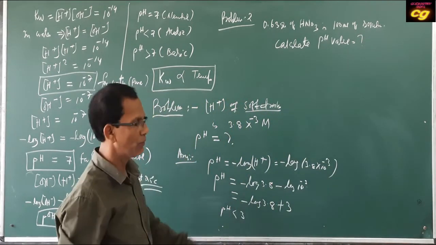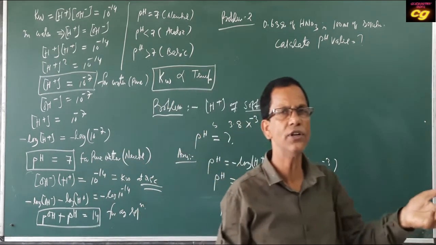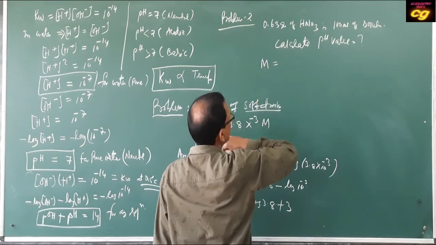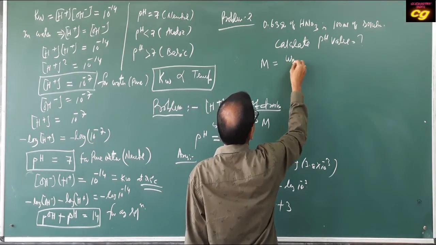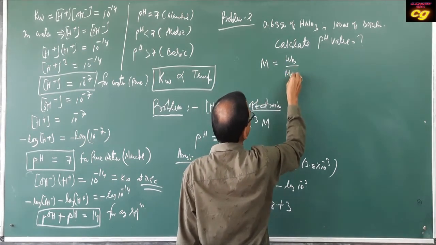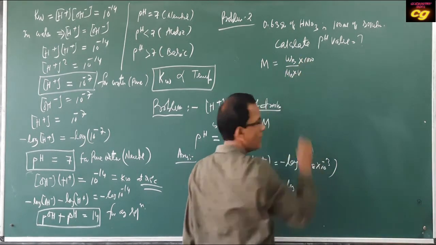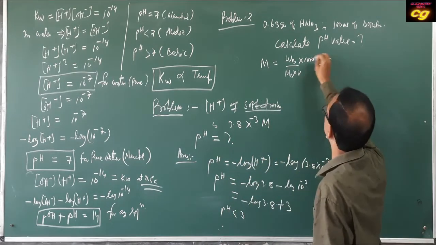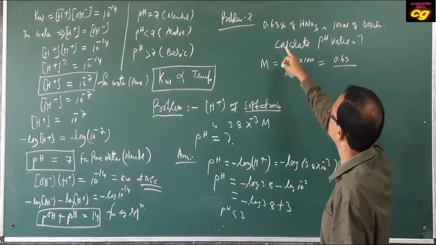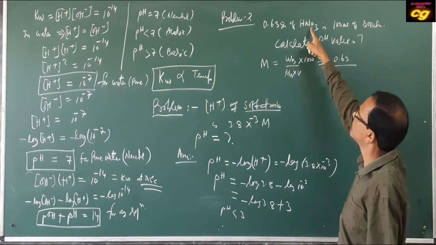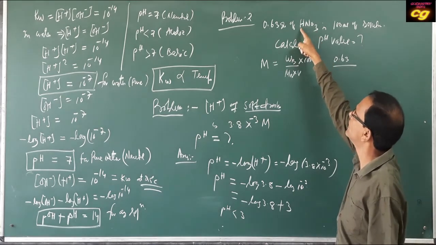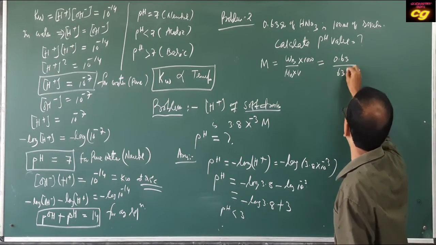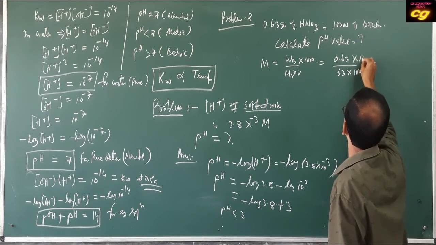Here, for any solution given, we have to calculate its concentration in molarity, meaning moles per liter. So what is the M value? The formula we know already, from the first chapter on some basic concepts in chemistry, is molarity = WB / (MB × V) × 1000. Here WB as per the question is 0.63. The molar mass of nitric acid is 63, because 1 + 14 + 48 = 63. The volume is 100, then 1000.